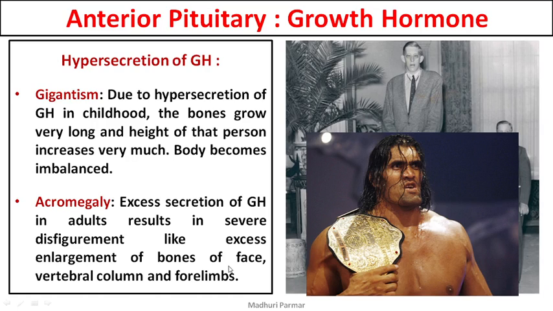Okay, because of acromegaly. So bones of face, then bones of vertebral column, forelimbs. Forelimbs means hands. So all of these bones show disfigurement. Their original size and shape becomes disfigured. Now why does this happen?